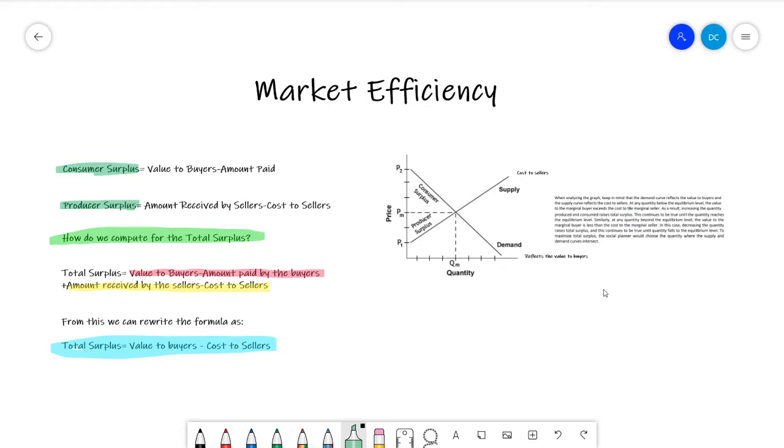So, consumer surplus and producer surplus are the basic tools that economists use to study the welfare of both buyers and sellers. Based on what we discussed last time about consumer surplus and producer surplus, we've examined the benefit that these two parties can get in participating in the market.